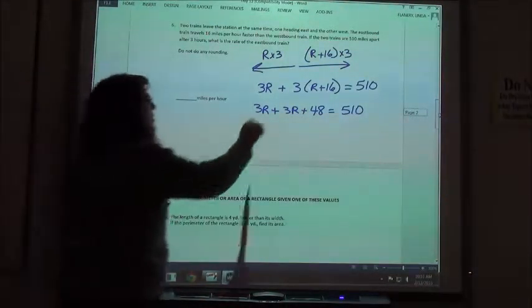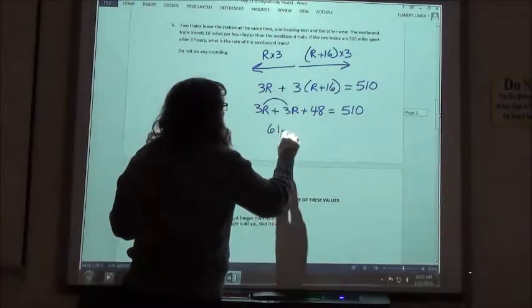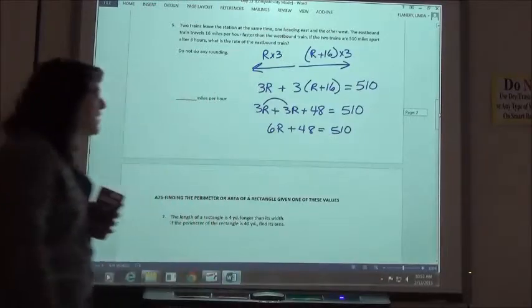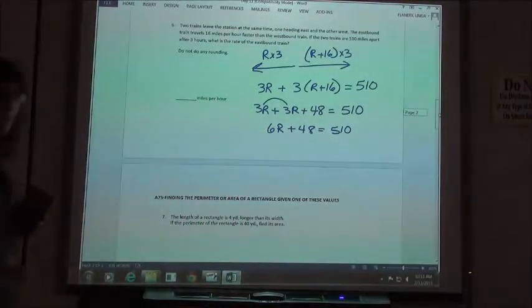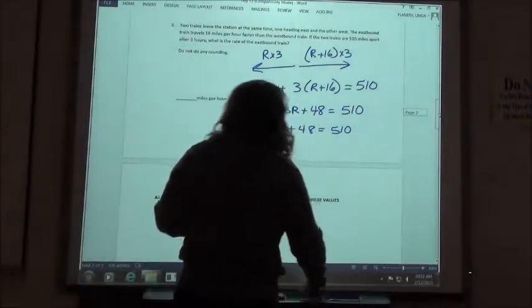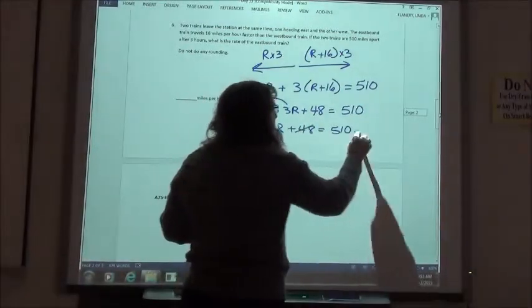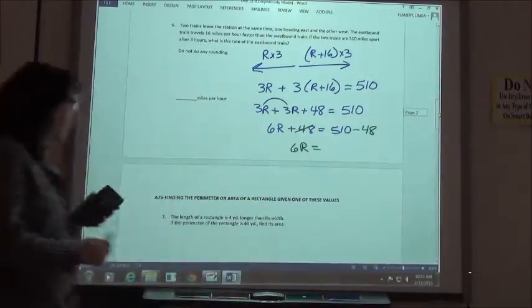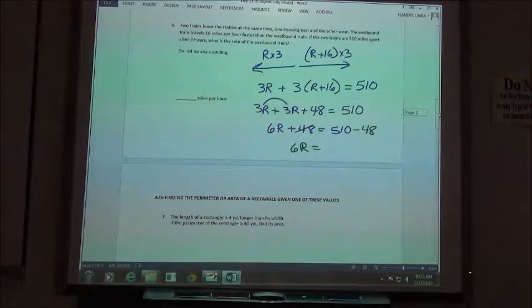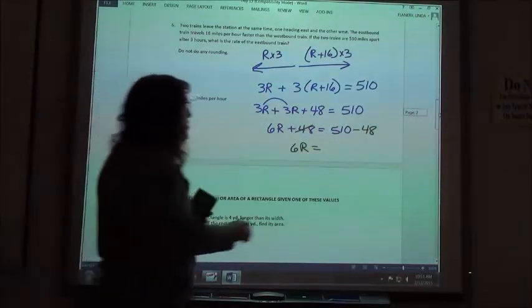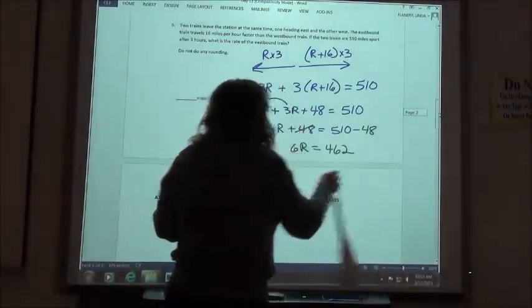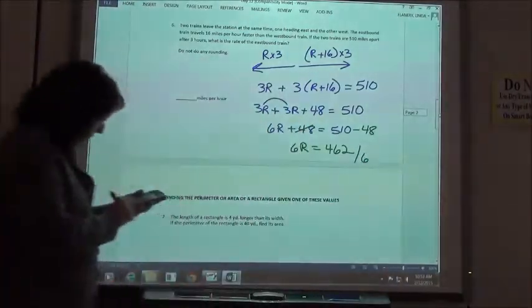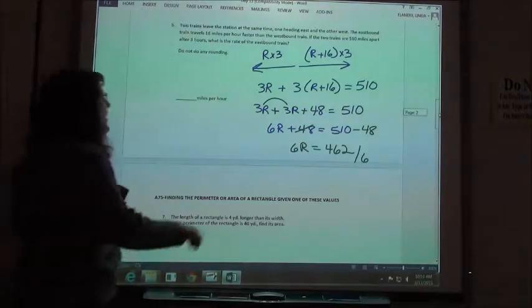Combining my like terms, 3R plus 3R is 6R, plus 48 equals my 510. Solving that for R, I've got to move my 48 to the other side, so I'm going to subtract that 48. 6R is going to equal 510 minus 48, which is 462. And then, of course, to find R, I've got to divide by 6. R is equal to 77.